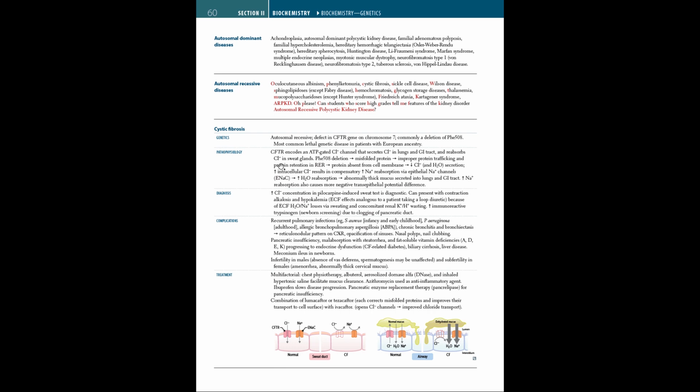Phe508 deletion leads to a misfolded protein, improper protein trafficking, and protein retention in the rough endoplasmic reticulum. This leads to protein absent from the cell membrane, leading to decreased chloride and H2O secretion, leading to increased intracellular chloride, resulting in compensatory increase in sodium reabsorption via epithelial sodium channels, in turn leading to increased H2O reabsorption, leading to abnormally thick mucus secreted into the lungs and GI tract. Again, increased sodium reabsorption also causes a more negative transepithelial potential difference. The diagnosis of cystic fibrosis is a clear increase of chloride concentration in a pilocarpine-induced sweat test in the hospital. This can present with contraction alkalosis and hypokalemia.